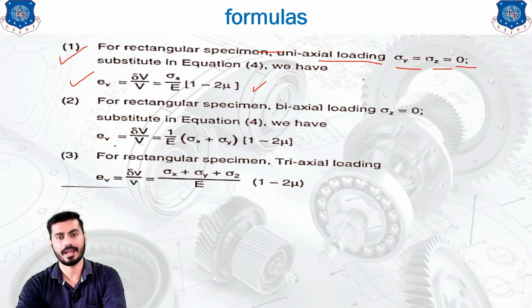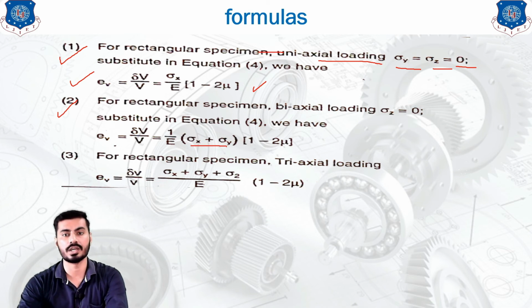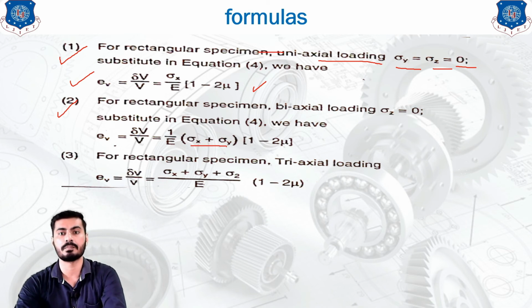and that's why we are considering only sigma x. Similarly, if you consider two-dimension loading or a biaxial loading, then the equation will be the same, but the only thing that changes is sigma x plus sigma y. In the above equation, there was only one stress available in one direction because it was uniaxial loading. But in this case, due to the biaxial loading, we will consider two different stresses in two different directions, and those are nothing but sigma x plus sigma y. Now the rest of the equation is the same.